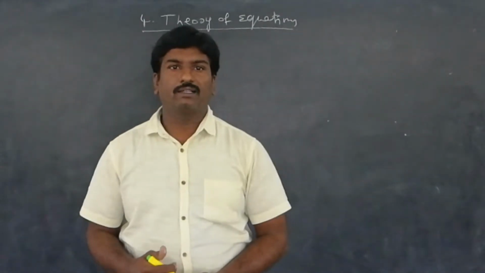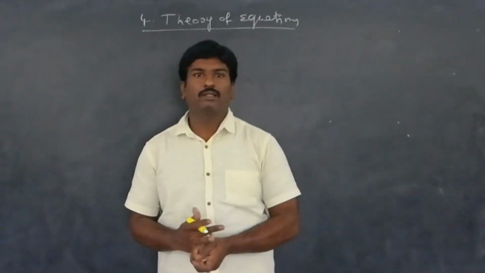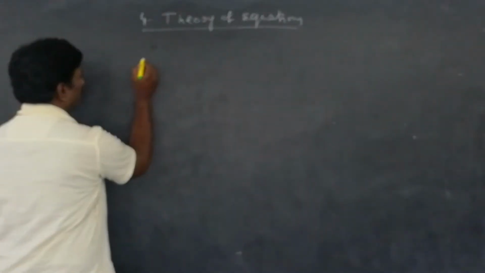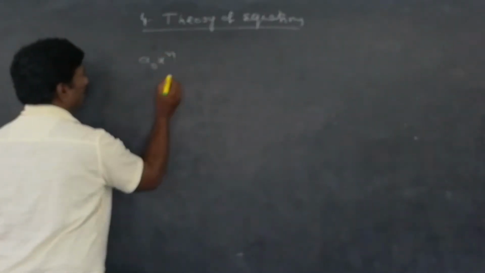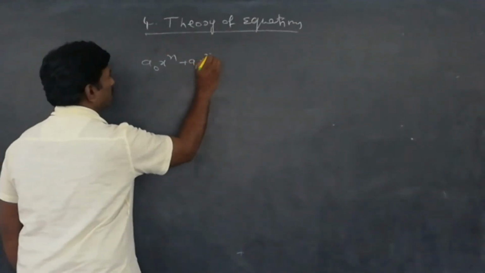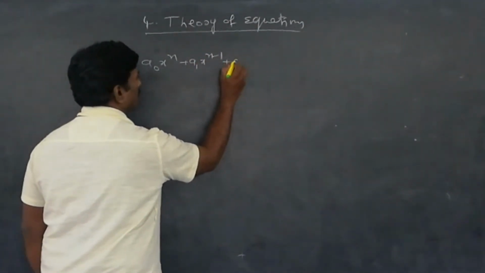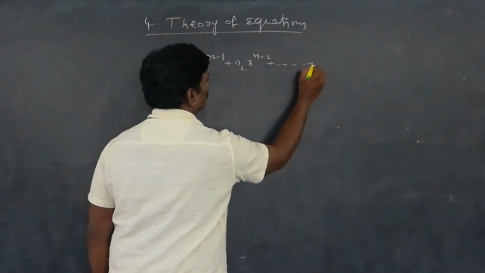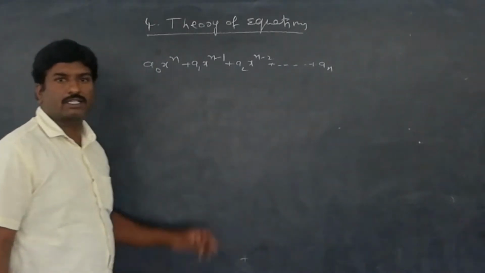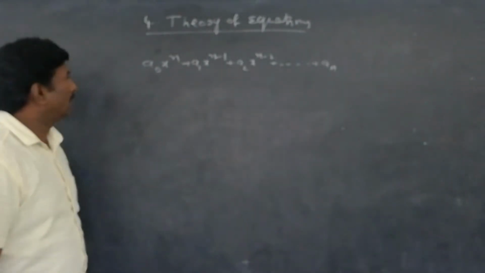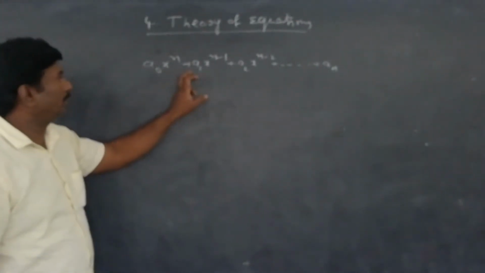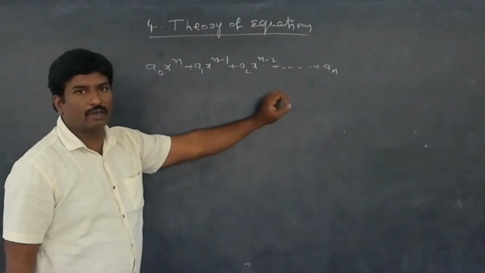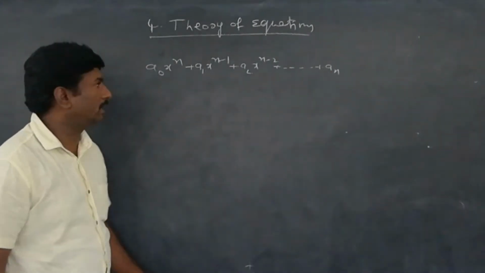What is a polynomial? Can anybody say? Polynomials are in the form a0 x to the power of n plus a1 x to the power of n minus 1, plus a2 x to the power of n minus 2, and so on up to an. This is called a polynomial.